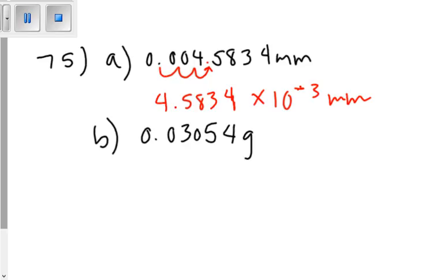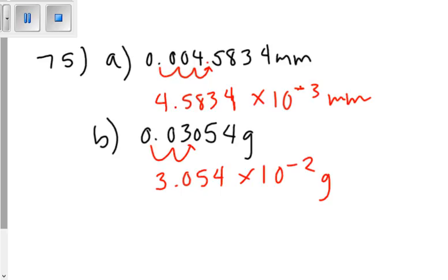0.03054 grams. So I want to get that number between 1 and 10, so I move the decimal place over to the right, but this time only 2 spaces. So my number is now 3.054 times 10 to the negative 2 grams because I moved it over 2 spaces. In essence, you divided it by 100.